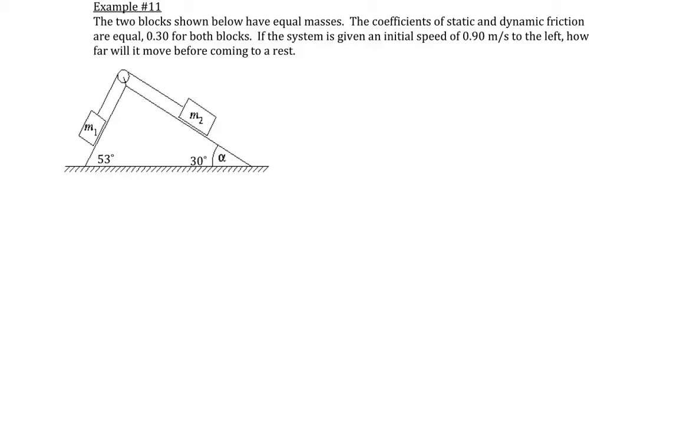Okay, welcome to example number 11. We have a two-block system, equal masses, M1 and M2 are the same mass, so we'll just call them M. And there are coefficients of static and dynamic friction that are equal to 0.3 for both blocks. The system is given an initial speed of 0.9 meters per second towards the left-hand side of this system, and we want to know how far it will go. So we want to know what delta x is.